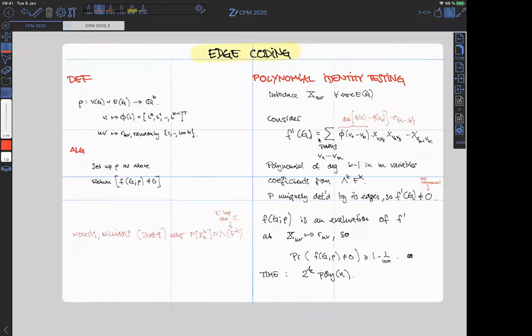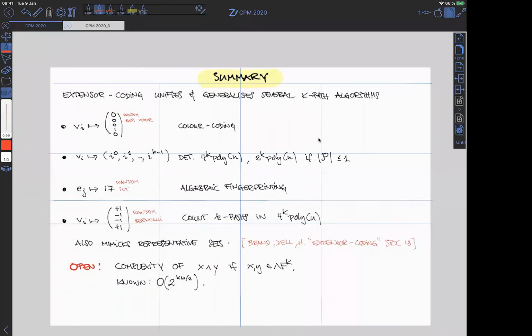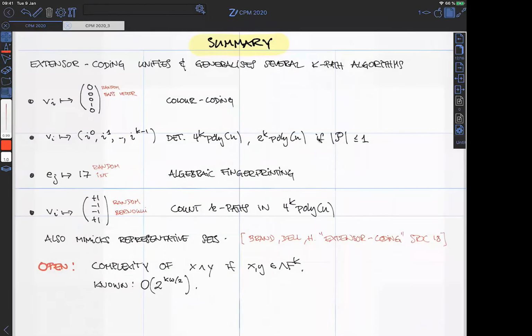You can also encode the edges and thereby recover a different famous algorithm for the k-path problem due to Koutis and Williams, based on polynomial identity testing. So to sum this up, what I wanted to convince you of, with both a pedestrian introduction to the wedge product and then the claim that this idea of coding the vertices as elements in this exterior algebra gives us a unified and generalized view that recovers several well-known k-path algorithms and also discovers a few new ones.